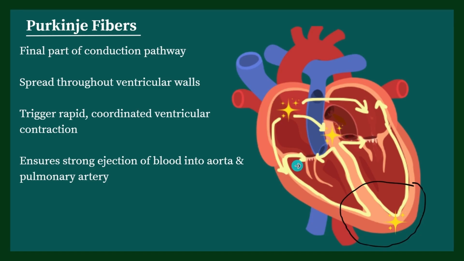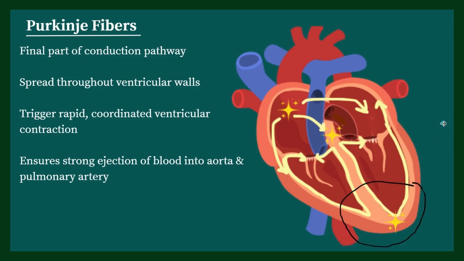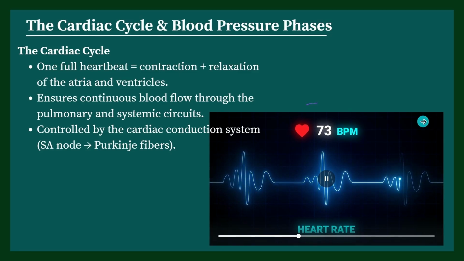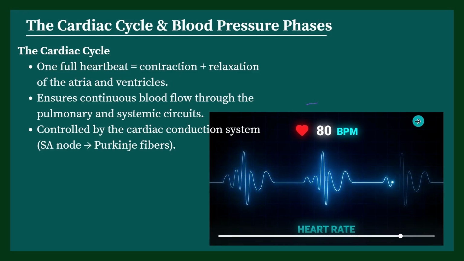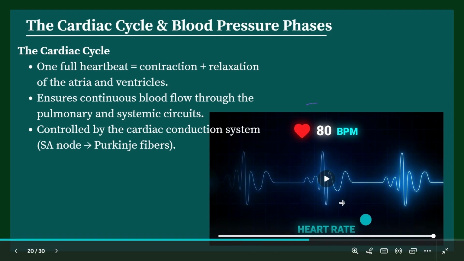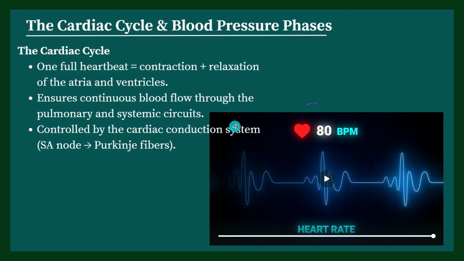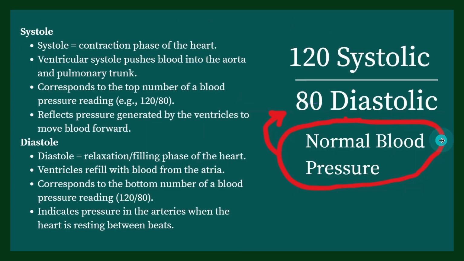Can you guys remember all those steps? The Purkinje fibers ensure strong ejection of blood into the aorta and the pulmonary artery. Thank you, Purkinje fibers, for doing what you need to do. Okay, so the cardiac cycle is one full heartbeat. The contraction and relaxation of the atria and the ventricles. So, yeah, it ensures continuous blood flow, and it's controlled by that conduction system that we just went over.